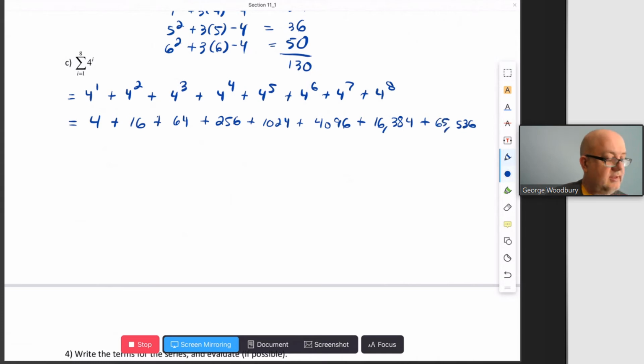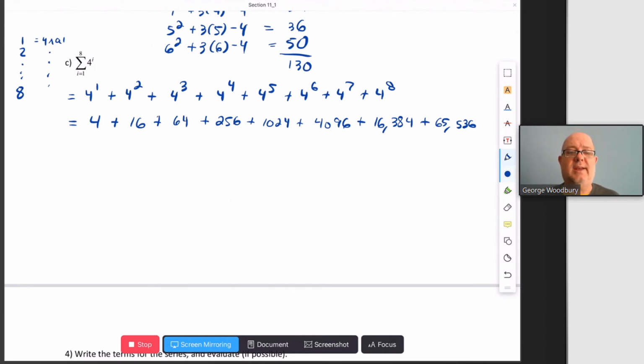And 4 to the 8th is 65,536. Now, if you're good with spreadsheets, you could use a spreadsheet to do these. You could type the numbers 1 through 8 in the first column, and then in the second column, you could raise 4 to that power, and then you could total that column. That's a pretty efficient way to do it.